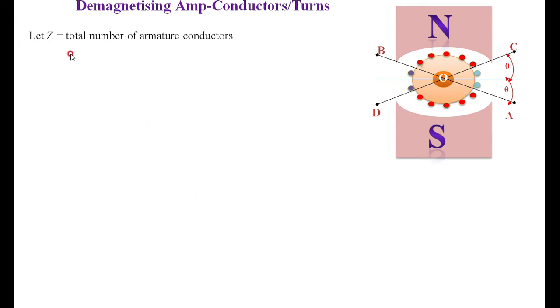Now, I have the total number of conductors in the armature. That is, Z is the total number of armature conductors.